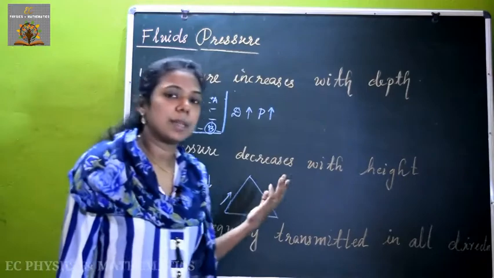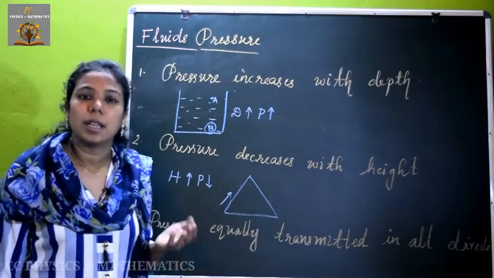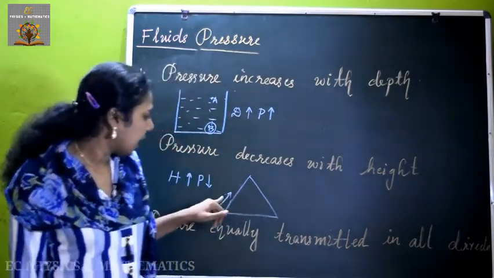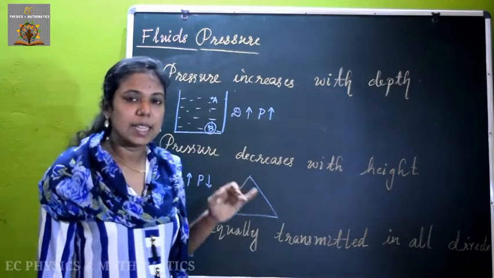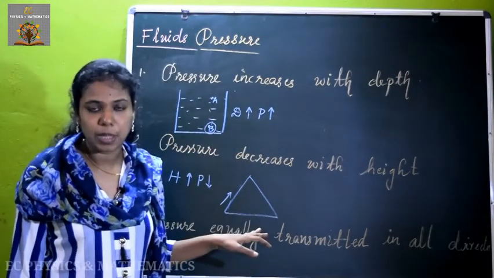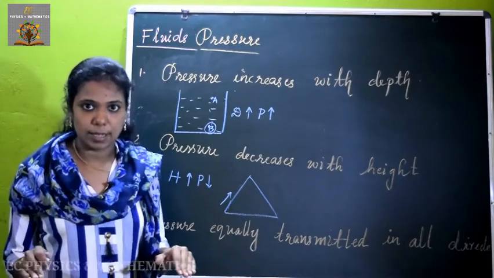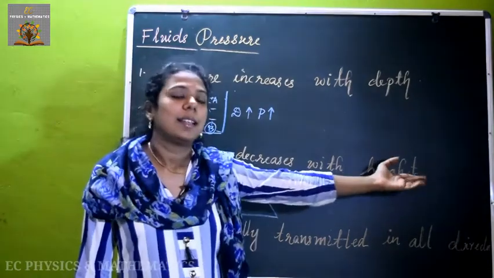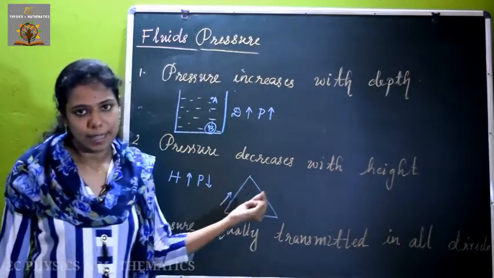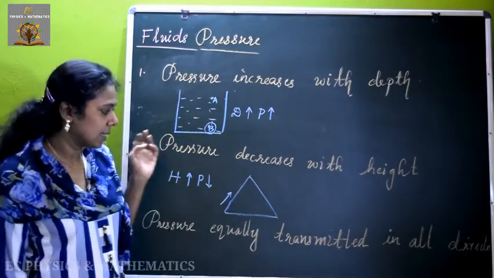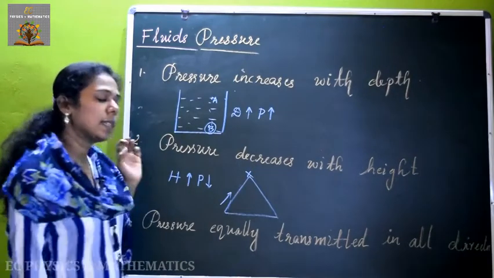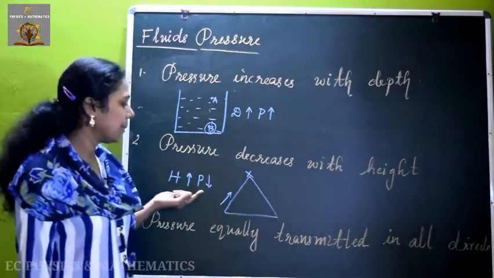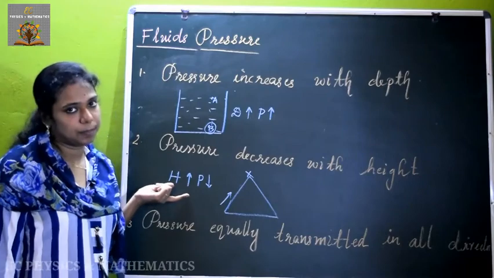Okay, we know that they are using some oxygen cylinders, is it? Why are they using oxygen cylinders? If height increases, pressure decreases, then some respiration problems will affect them. So, to reduce that suffocation, that respiration problem, they are using oxygen cylinders. Why? The height increases, pressure will decrease. If the height increases, here the pressure is very low. So, height increases, pressure decreases. This is the second property of fluid pressure.